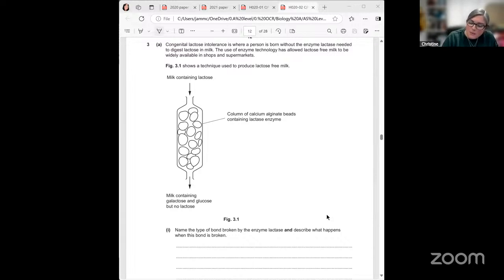So if we think about the information they've given us, they tell us about congenital lactose intolerance. Straight away, they've given us some information. Lactose intolerance is where a person is born without the enzyme lactase. If you don't have the enzyme lactase, you cannot digest the lactose in the milk, and therefore you are not going to be able to utilize the glucose and the galactose in there.